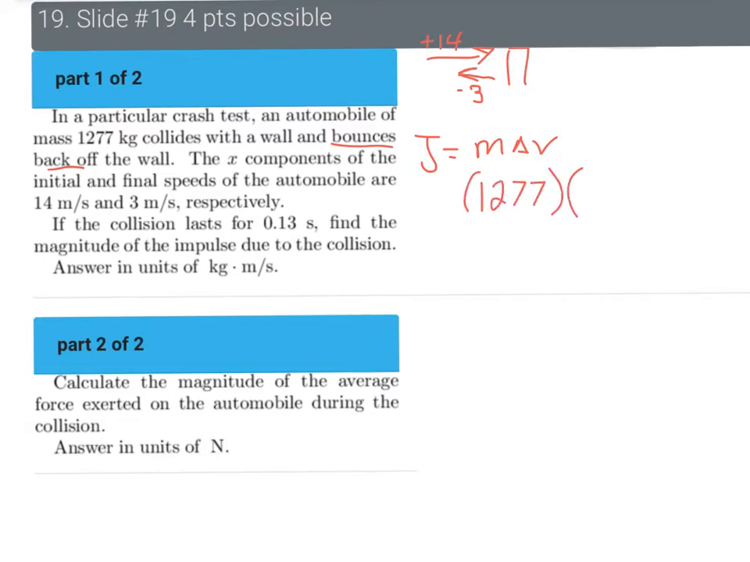And here's the important thing. Change in velocity is the final minus the initial. Now my final velocity is -3 minus the original velocity is 14, making my change in velocity equal to -17. So 1277 multiplied by -17.